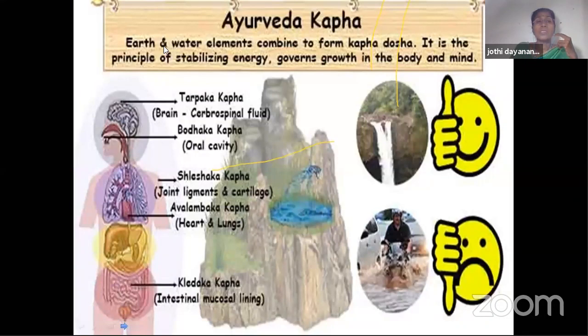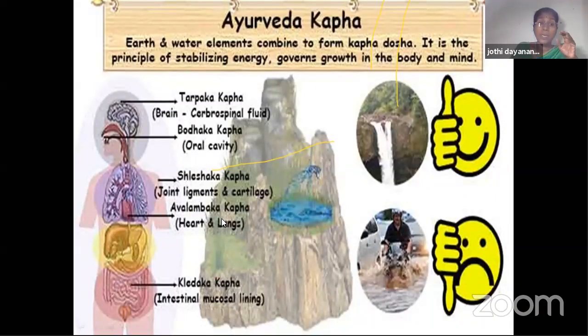So when you see this earth and the water combined, it leads to kaba dosha. And when the kaba dosha is too low or too high, it takes to the intestine and mucosal lining. If you take a food which is too watery, say if you give watermelon to an asthma patient, it would lead to formation of mucus in the intestine. Thus it affects the lungs immediately, and the lungs affect the nasal cavity, and the sinus gets affected. So that is why they have to be very much balanced.